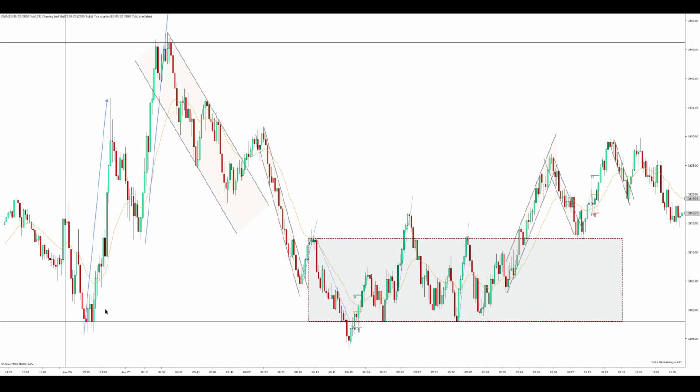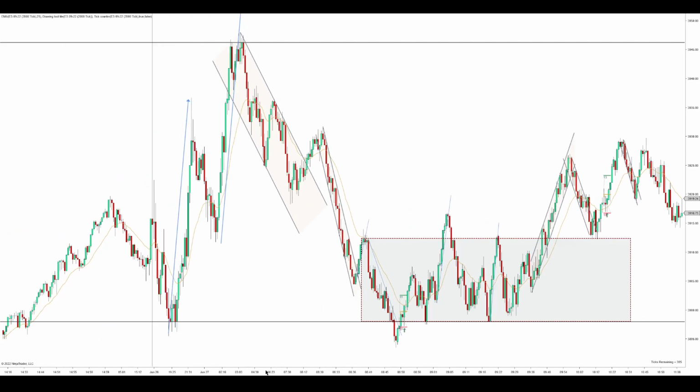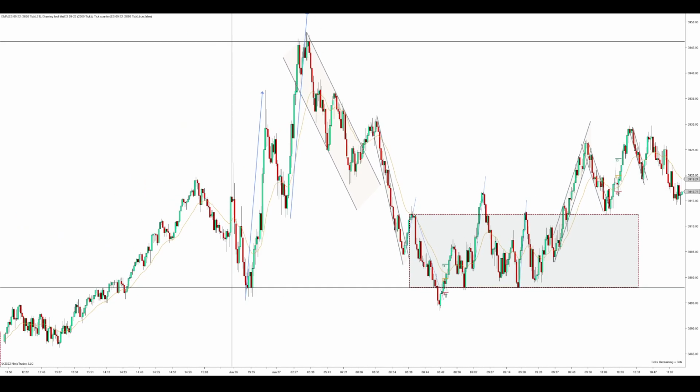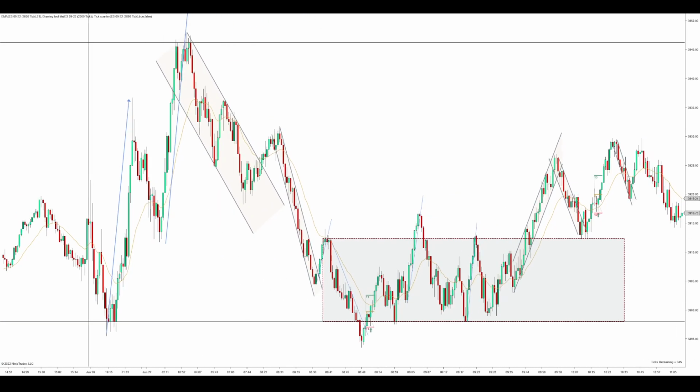So we have these two measured legs up, or they're not quite measured. If you draw it from this low to this wick, and then put it here, it's not measured. But what I noticed was if you draw it from the lows to this body here, and then copy it over, it fits better and it goes to the end of the bodies there. But anyway, 8 o'clock's right around here.